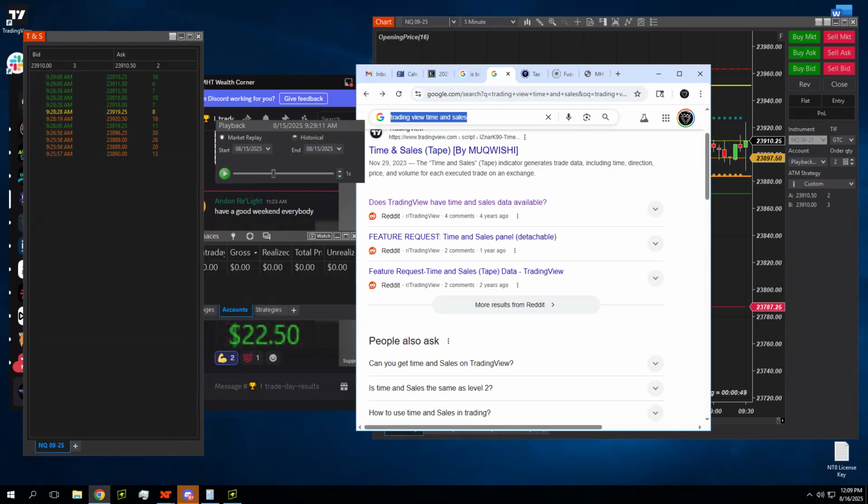Let's see. The time and sales, TradingView. Oh yeah, so on TradingView, time and sales is known as tape. It displays a real-time record of executed trades for a specific instrument, showing time, price, and volume of each transaction. Yeah, so they have it.